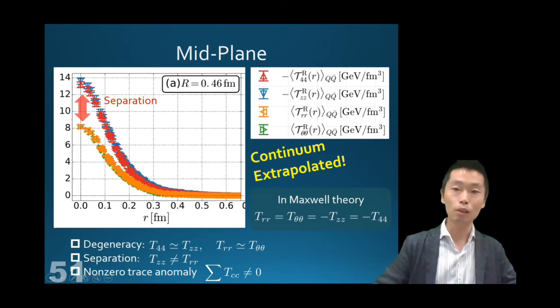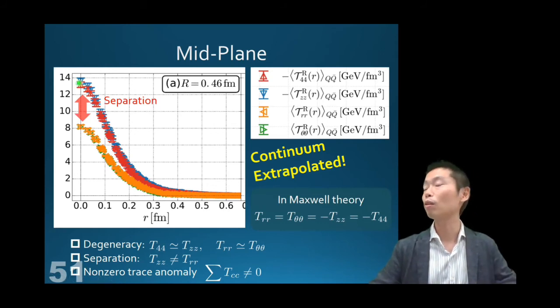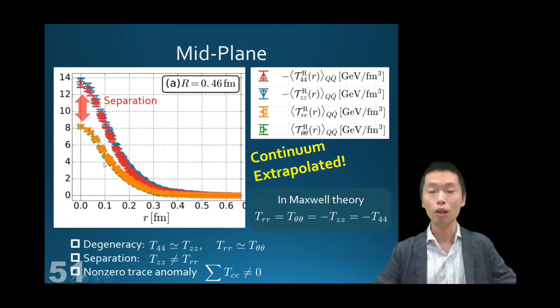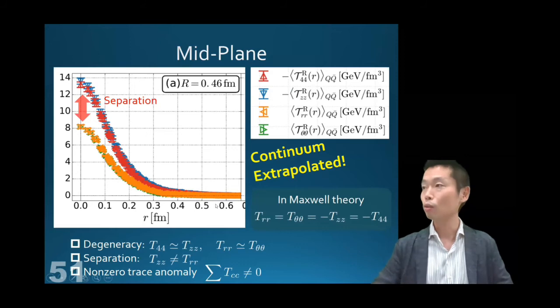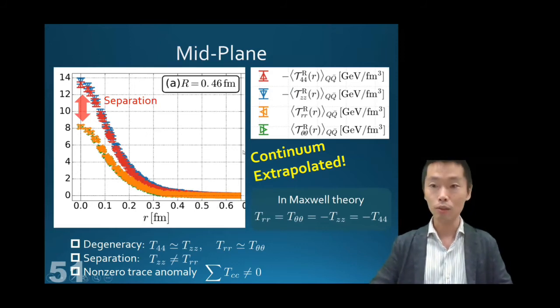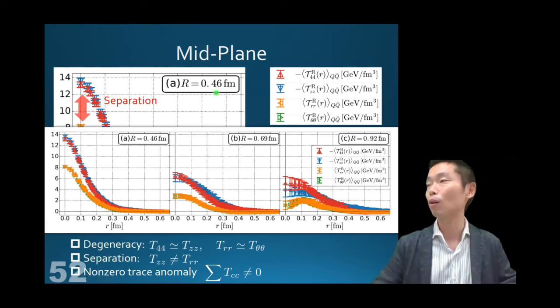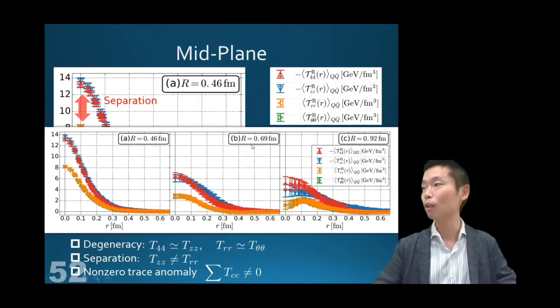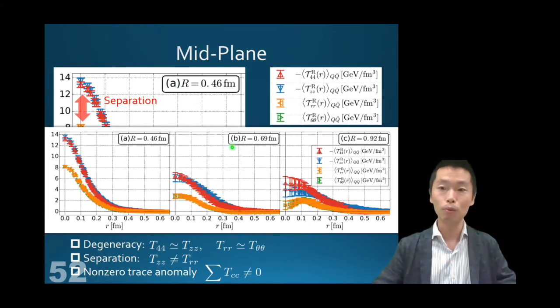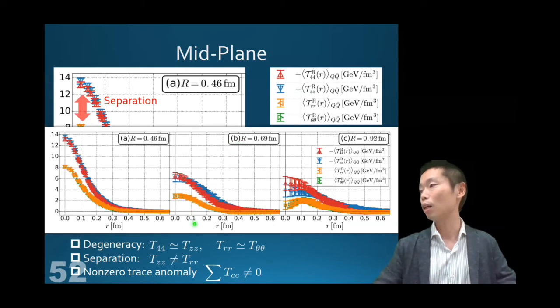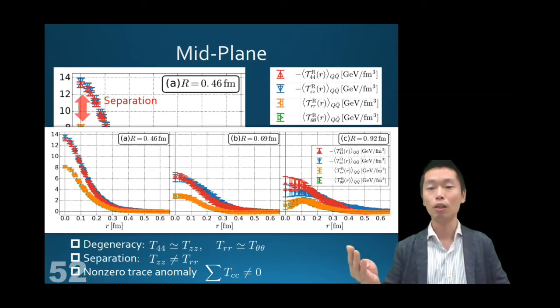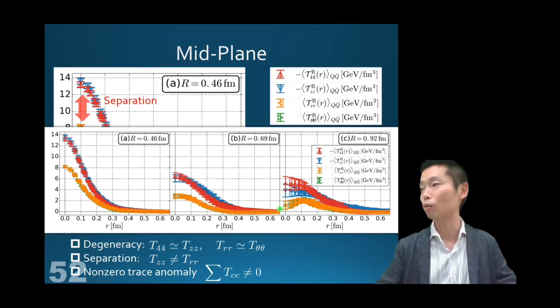But another interesting feature is that this red and blue result and the green and orange result are degenerate within statistics. This result is for the shortest distance in our simulation, and as R, the separation between two quarks, becomes larger, the behavior changes like this one, but the degeneracy and separation behavior hardly change, even when the separation becomes large.